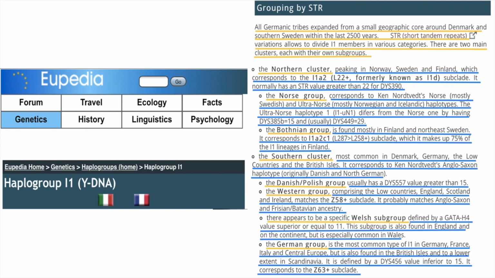Now the southern cluster, most common in Denmark, Germany, the Low Countries, and the British Isles, corresponds with the Anglo-Saxon haplotype, only Danish and Northern German. Then you have the Danish/Polish group, which usually has a DYS557 value greater than 15. Then you have the Western group, corresponding to the Lowlands, England, Scotland, and Ireland, which matches the Z58+ subclade. It probably matches Anglo-Saxon and Frisian-Batavian ancestry.